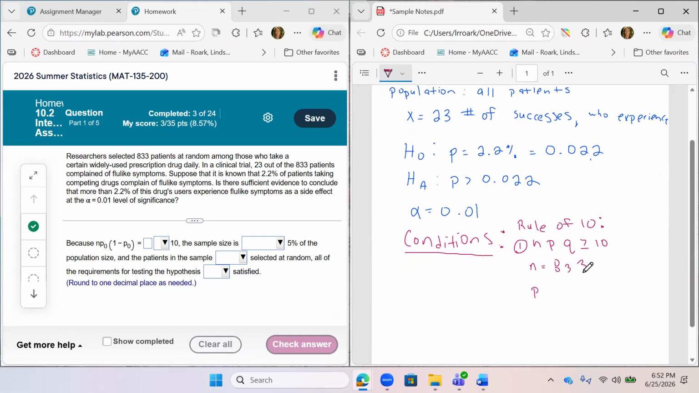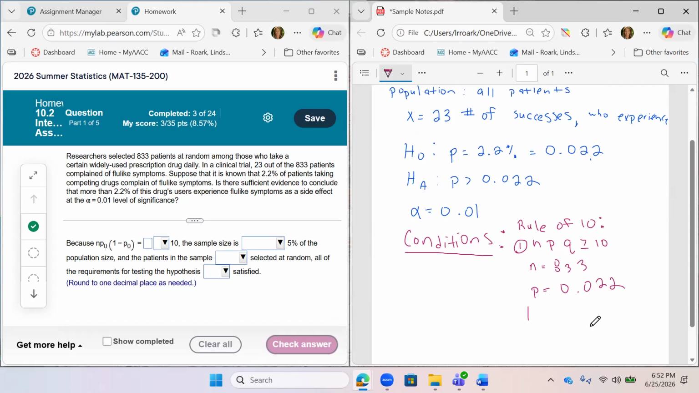And then P here is just going to represent whatever the P sub 0 is. They're saying that's whatever the proportion is that goes with the null hypothesis. Okay, and so the null hypothesis, again, I know there's a lot of different things happening, but I would just try to see if you can write these down for me. The null hypothesis was the 0.022, the 2.2%. That's what we're going to, again, assume is true. That's what we're using to check our rule of 10.